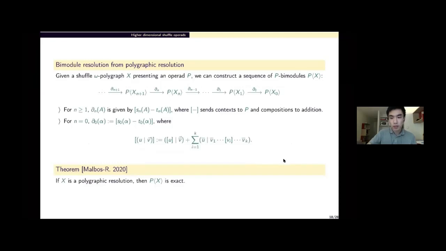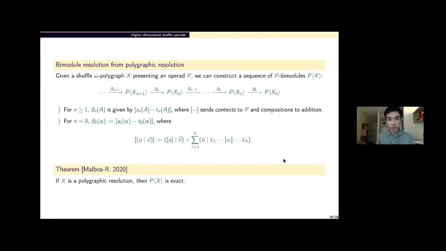The interesting part about polygraphic resolutions is that we can construct an exact sequence of P-bimodules as follows, where each bimodule is generated by the generating n-cells. And the boundary maps are bracket of source minus target, where the bracket is basically some sort of abelianization. It sends contexts, which are normally trees in X, to elements of P, and the various compositions become addition. For dimension 0, the bracket is a bit different for technical reasons, but I put the details here. And the result that we get is that if X is a polygraphic resolution, then P bracket X is exact.